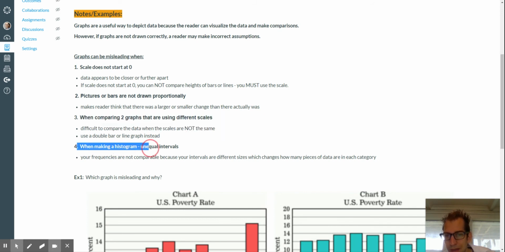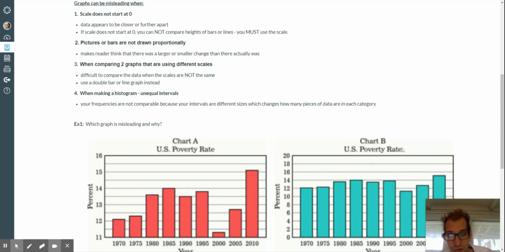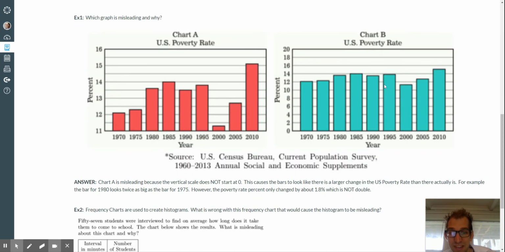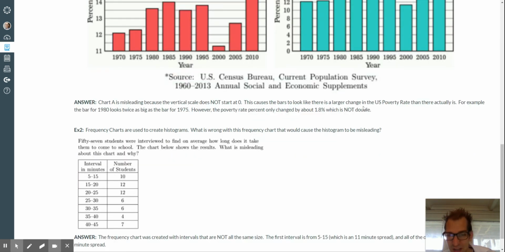Problem number 4, when making a histogram, unequal intervals. So your frequencies are not comparable because the intervals are different sizes, which changes how many pieces of data are actually in each category. That's an interesting way to really make it misleading.